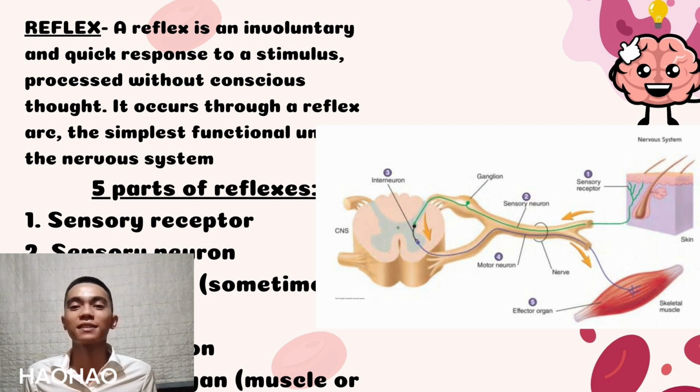Second one is the sensory neuron. Third one is the interneuron, sometimes present. Fourth one is the motor neuron. And the fifth one is the effector organ, or the muscle or gland. And now, let's proceed to neuronal pathways.